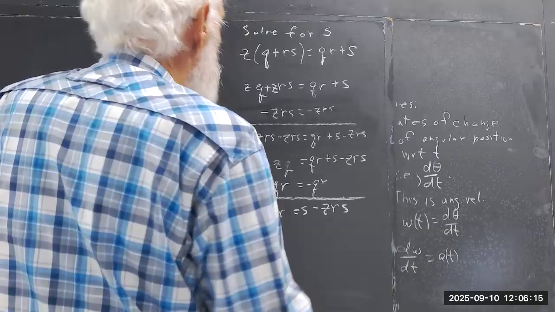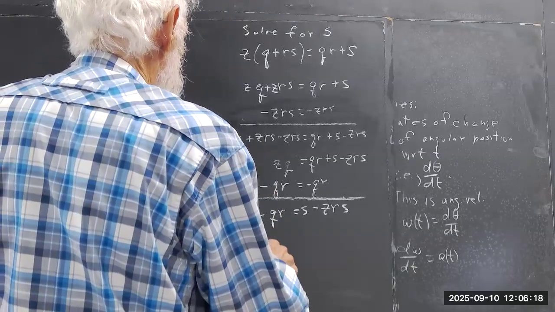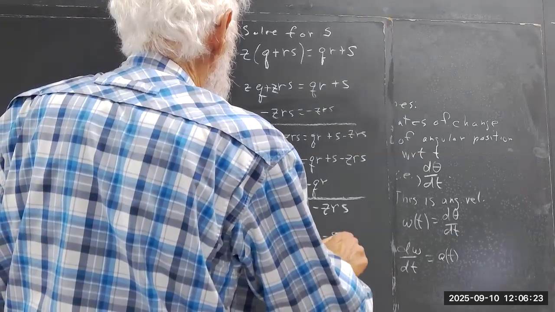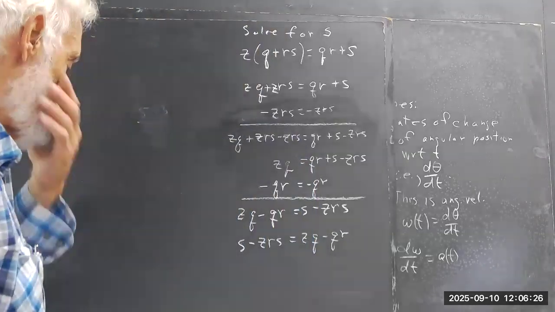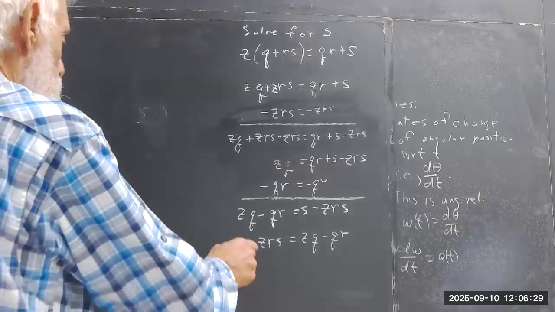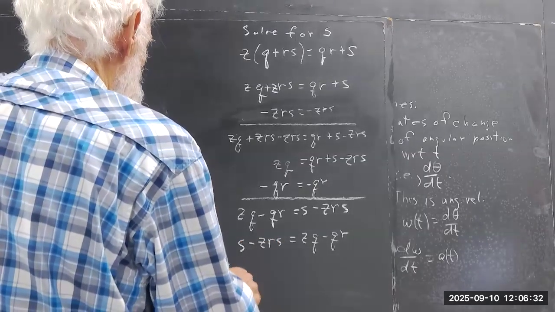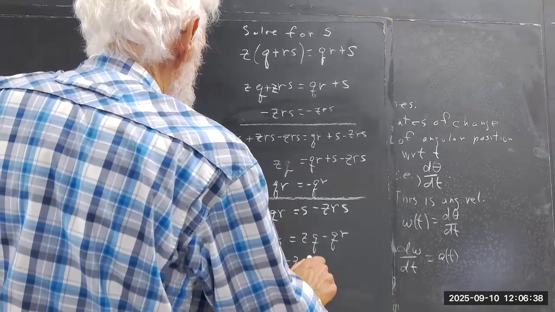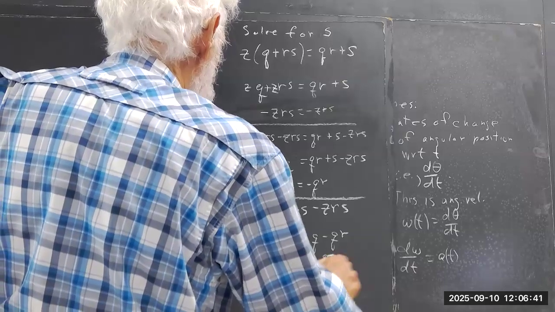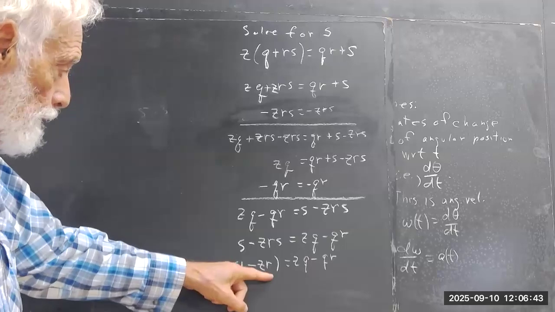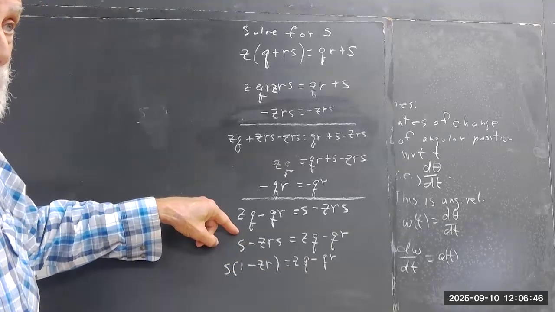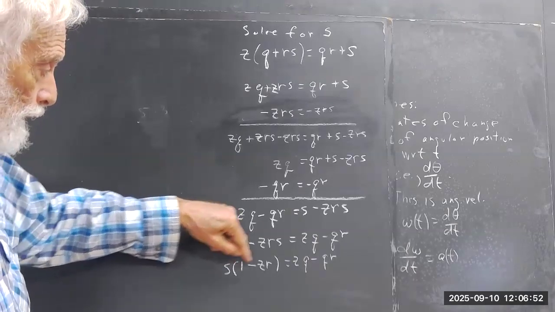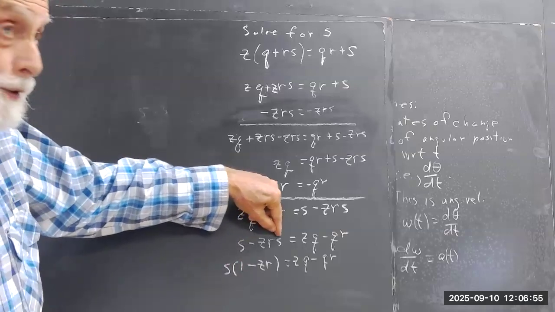Okay. Now, I'm going to rewrite this because the thing we're trying to solve for is S. And I'm going to write something that's equivalent to this, and you can verify that it's equivalent. If you multiply this out, you get this, don't you? S times 1 gives you S, and S times negative ZR gives you negative ZRS, doesn't it?